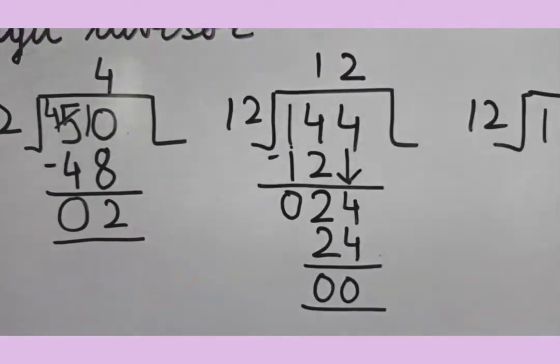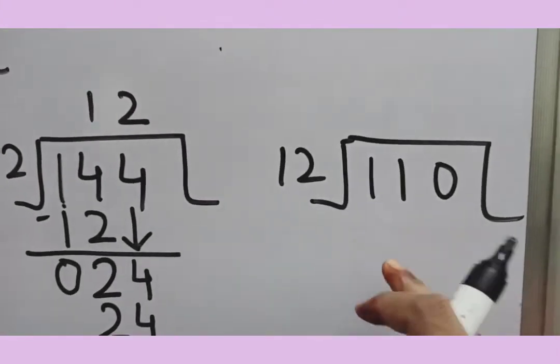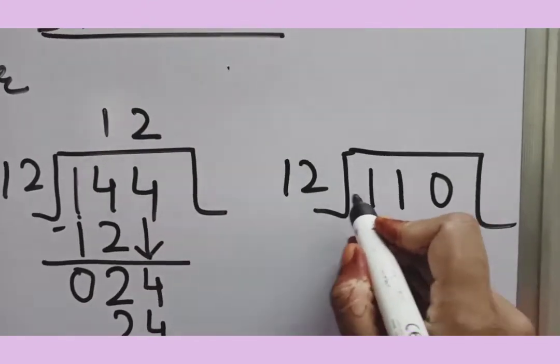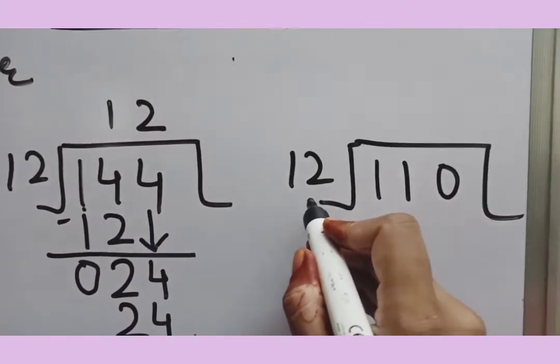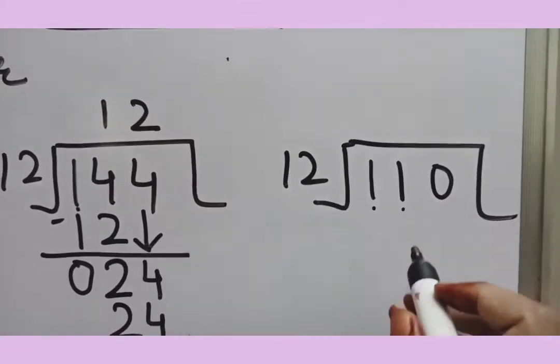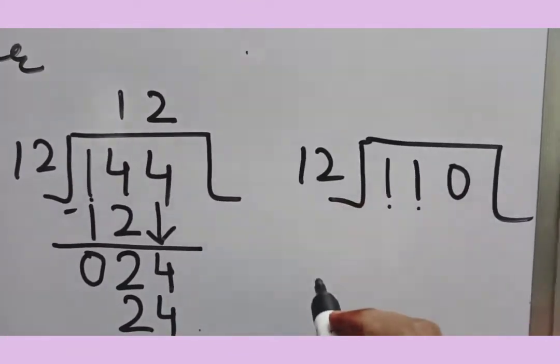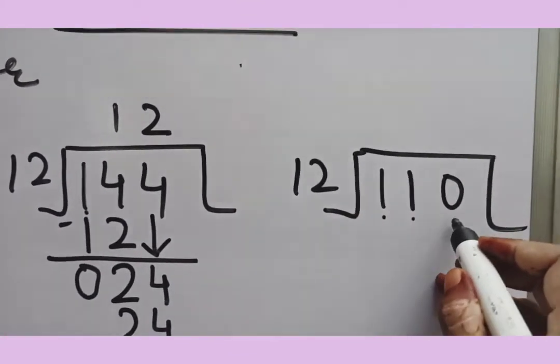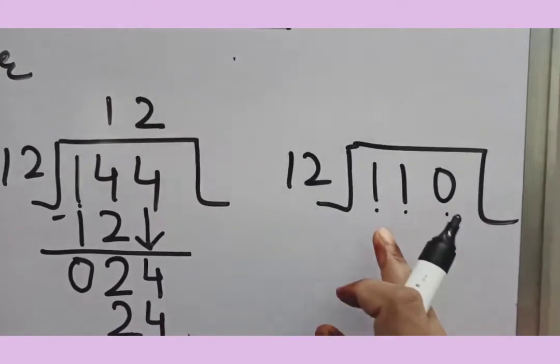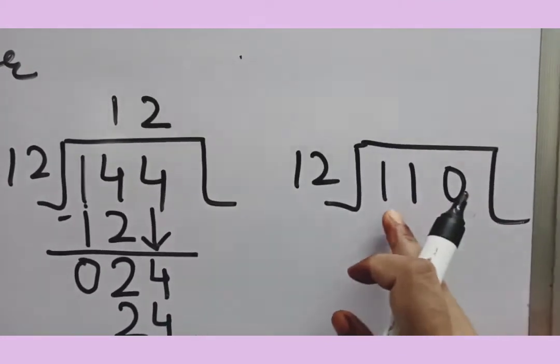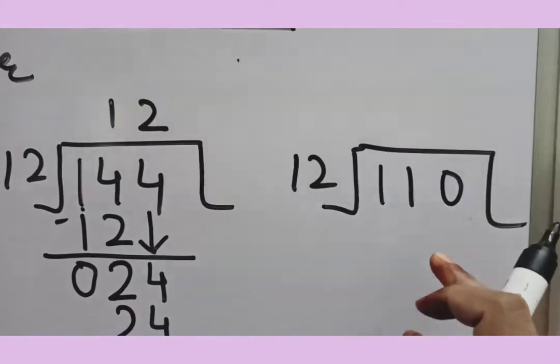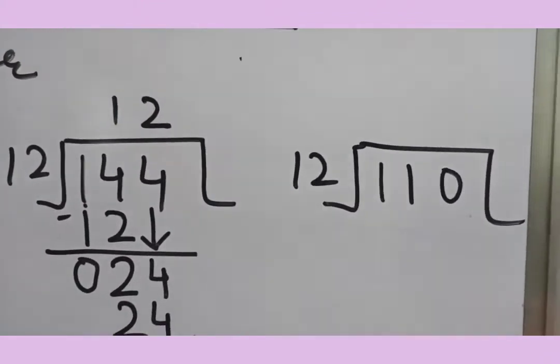Now let's see the third one. In the third question, I have given 1, which is less than 12. Then 1 and 1 becomes 11. It is again less than 12. So this time I am going to take 3 digits together, and when you take 3 digits together, it becomes 110. Now let's see whether 110 comes in 12's table.